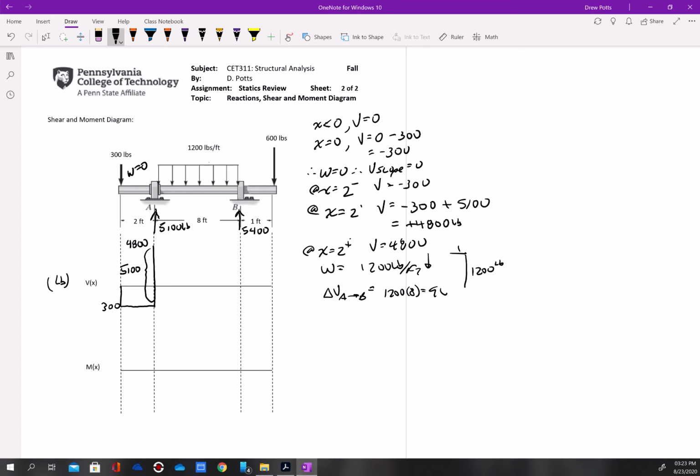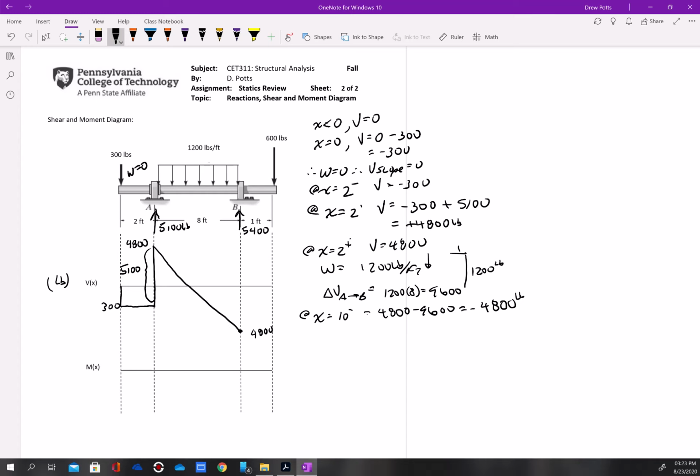All right, so it's a change of 9,600. So at x equals 10 feet minus, we're going to have 4,800 minus 9,600. So that puts us at a negative 4,800 pounds, right? So when we get down to here, we're at 4,800, right? And we slope down like that.